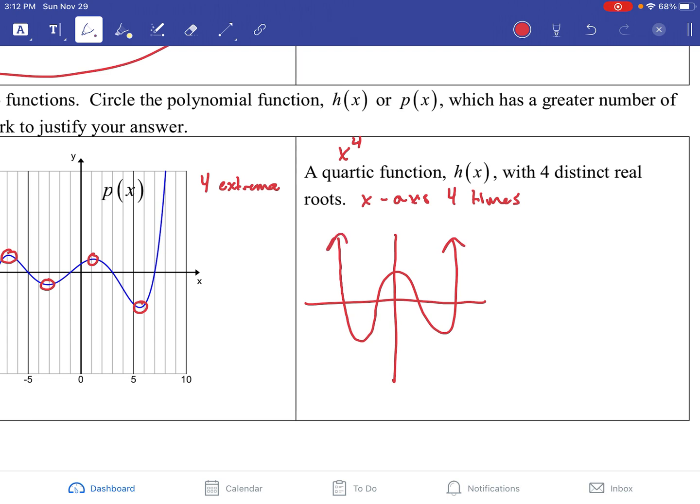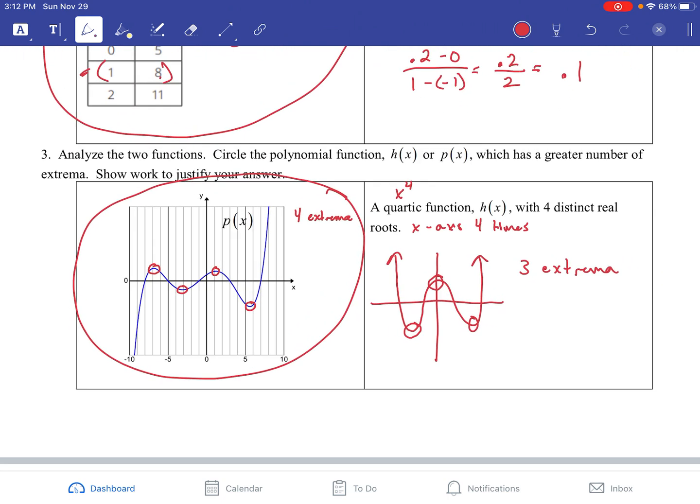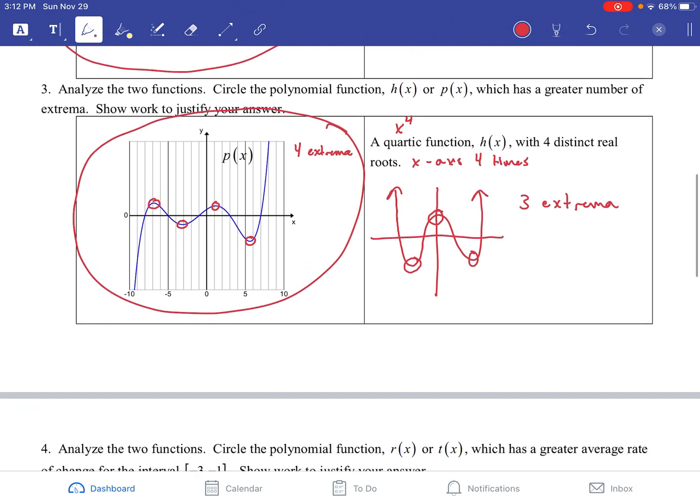We're going to count the extrema. So there's a valley, a peak, and a valley. So there's 3 extrema for this graph. Oops, that was ugly. So the 4 extrema beats out the 3 extrema. So there we go. All right, moving on.